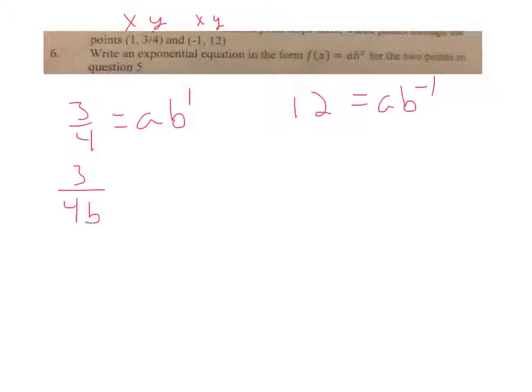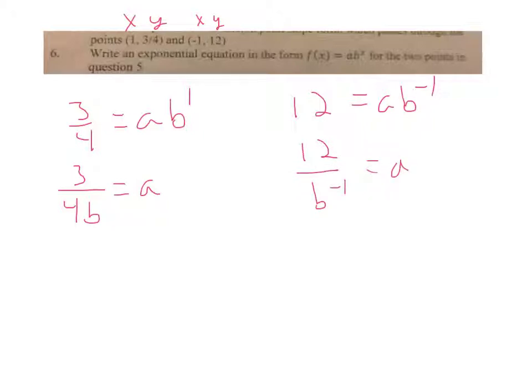This is an exponential equation. I know that x and y, as we did back in the beginning of chapter 4, we can say that 3/4 equals a times b to the first power. And we can say that 12 equals a times b to the negative 1. So I'm going to solve both of these equations for a and set them equal. So I'm going to divide by b. So that becomes 3 over 4b. This one is 12 over b to the negative 1 equals a.